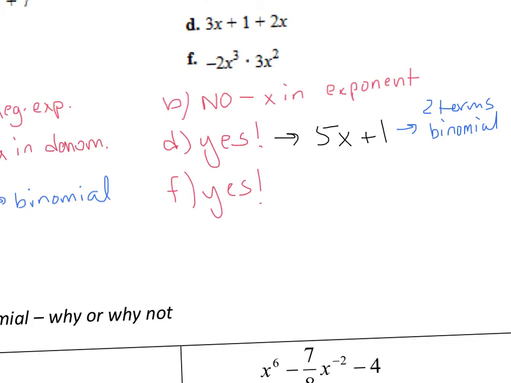Then we need to decide whether we can simplify that or not. Well, here we are multiplying, and we can multiply those 2 terms. Negative 2 times 3 gives us negative 6. And when we multiply x to the 3rd times x squared, think about adding our exponents. 3 x's plus 2 x's will give us 5 x's. Now we can classify that on the number of terms, and we just have 1 term, so that is a monomial.